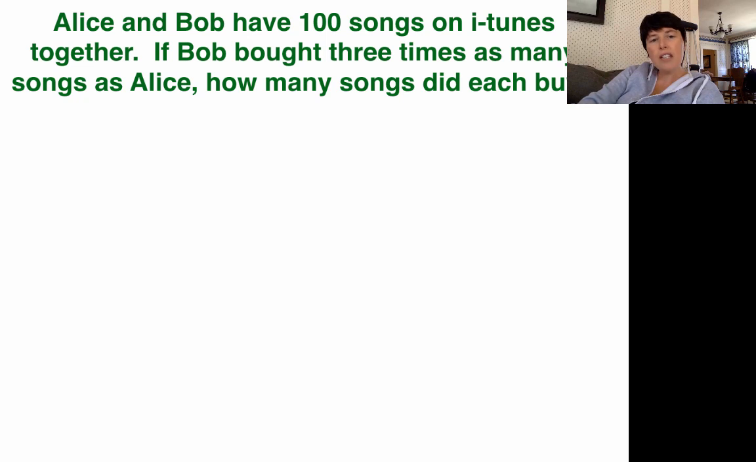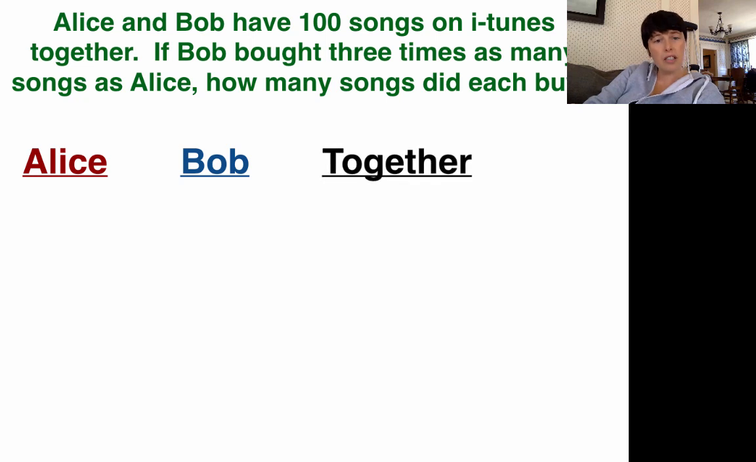So one strategy is we could take this problem and just do what you're doing in your head. We can make some guesses and find the answer. We call that guess and check. But if we do that, we have to organize it and make it look nice. So here's what we've got. We've got Alice and we've got Bob. And together they've got 100 songs on iTunes.